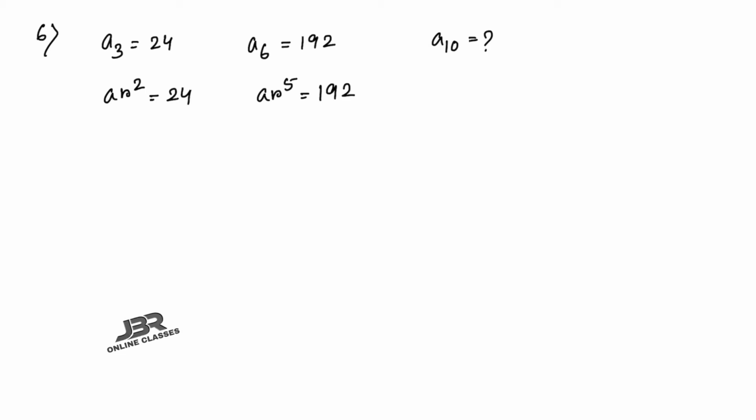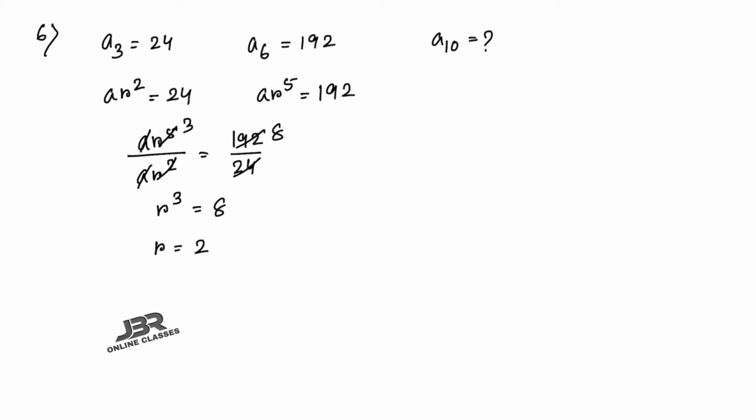Now if you divide this one, A r to the power 5 divided by A r square, that one equal to 192 by 24. A cancel out, it will be here 3. That means r cube. R cube equal to 192 by 24, so it becomes 8. So 8, that means r equal to here 2.